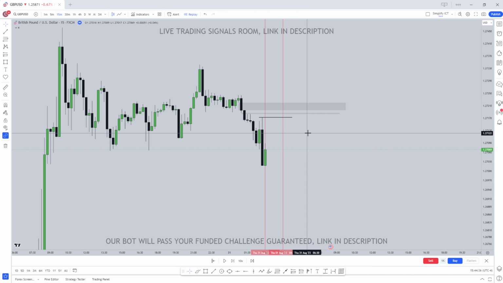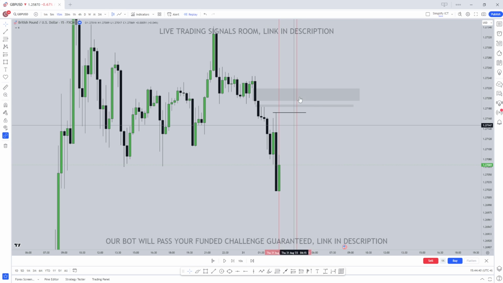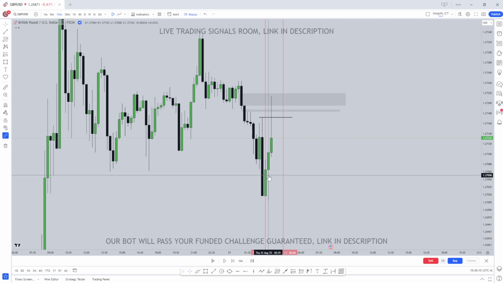And you could mark out premium arrays such as these fair value gaps over here, but you don't have to. It's just a bonus if price does tap into these areas. So instantly price sweeps that liquidity, taps into our premium array. So from the higher time frame, the 15-minute, we go down to the 1 minute time frame.